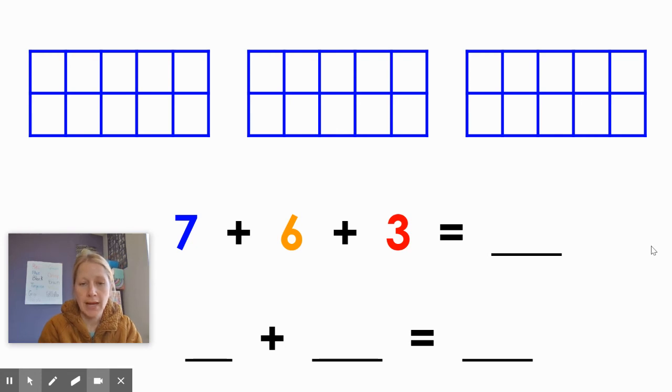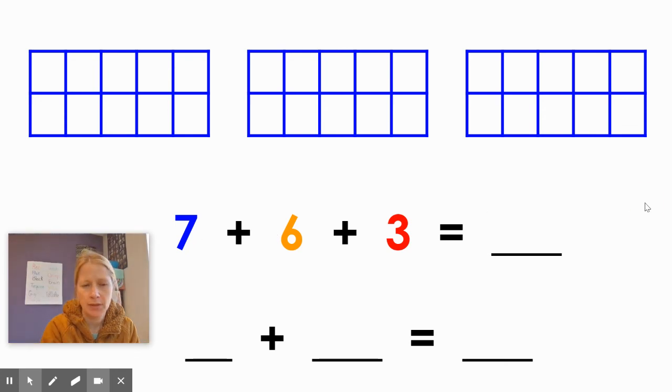All right, let's do a last one. I have 7 plus 6 plus 3. The first thing that I need to do is try to figure out if I can take two numbers out of my 3-number equation and make 10. All right, here we go.